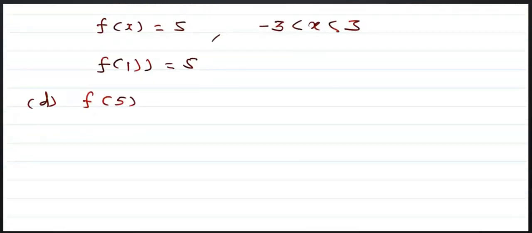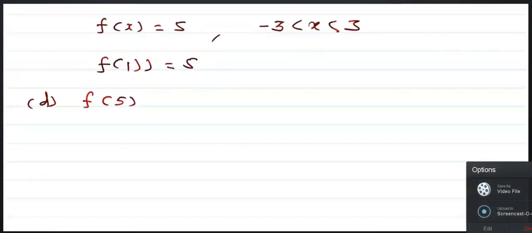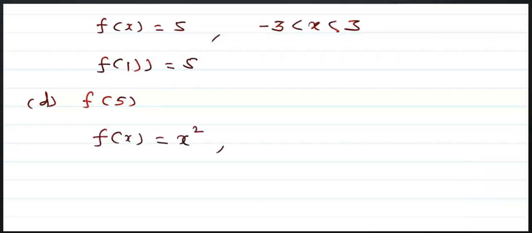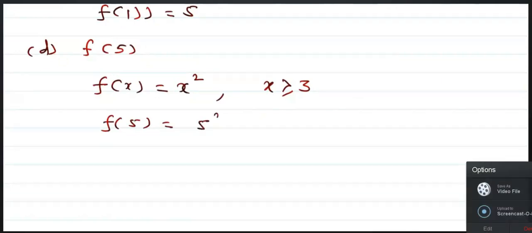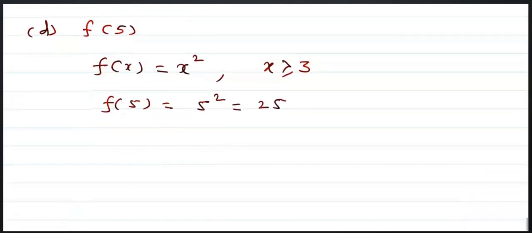Now next is f of 5. f of x is equal to x square for x greater than or equal to 3. Therefore, our value of x is 5. And therefore, we take the function f of x is equal to x square. That is the third function. And hence, f of 5 is equal to 5 square, which is 25.